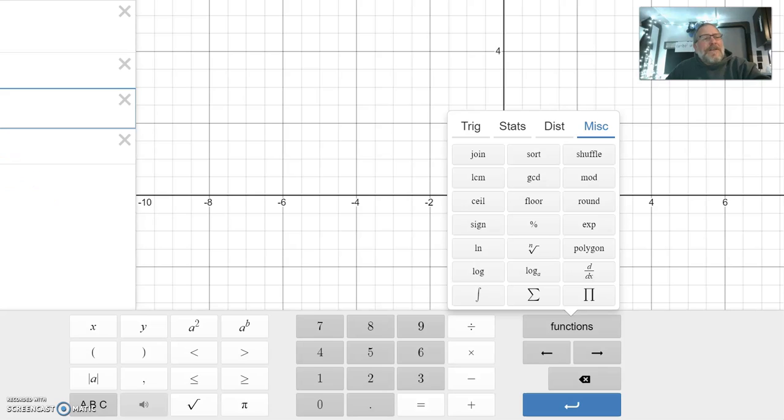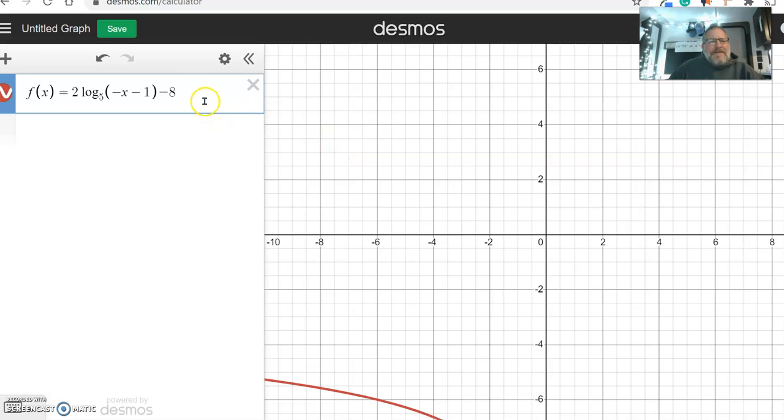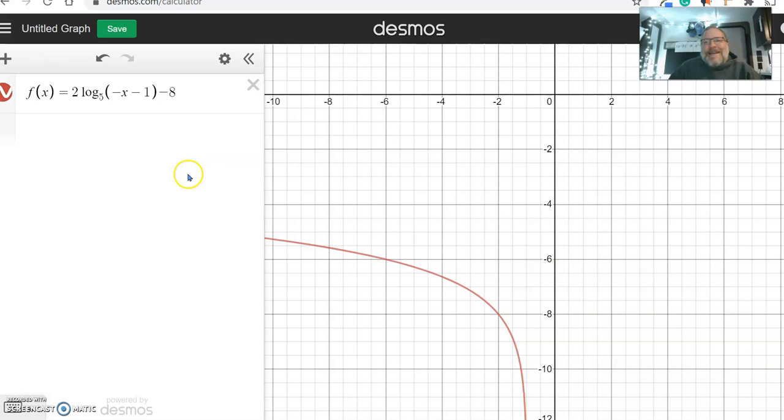Very cool. So now I've got the 2 log 5. I'm going to put in the minus x and the minus 1. And now I'm going to put in the minus 8. And I'm going to try to show you something here. Cool. Let's see if that worked. Sorry about that. You can see I've got it typed in now. And the graph is down there. And I need the key dots.